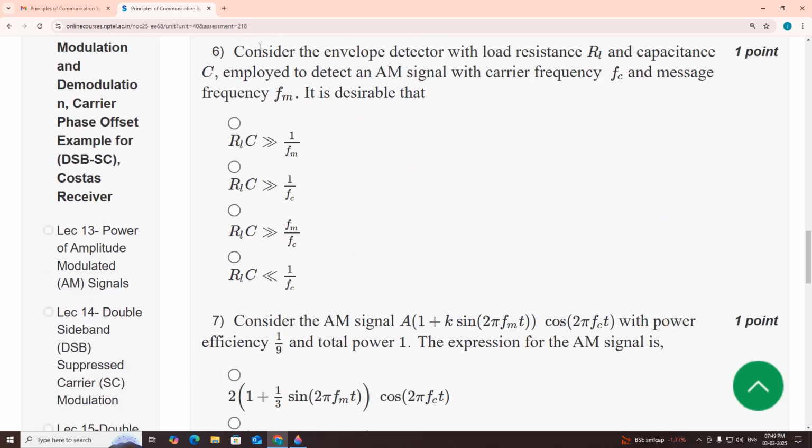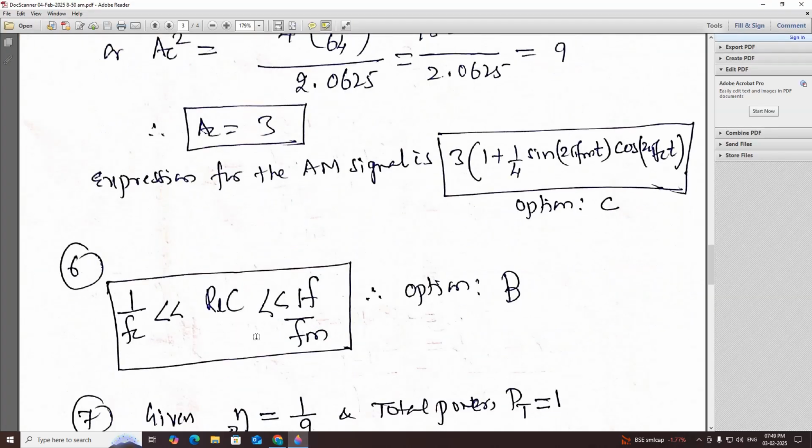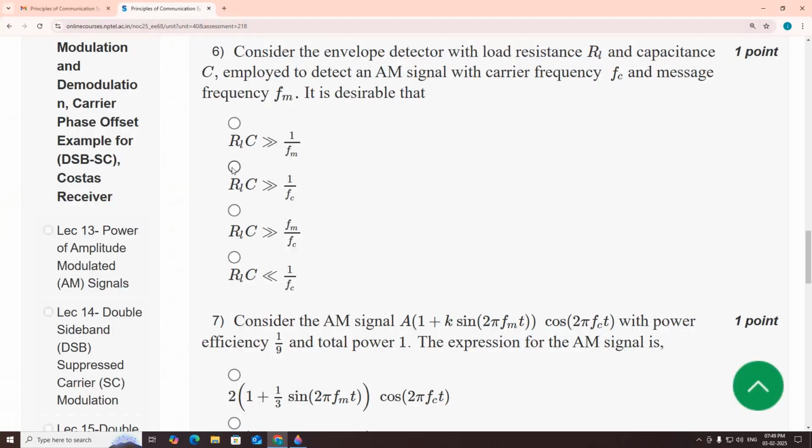Coming to the sixth one: consider the envelope detector with the load resistance RL and the capacitance C employed to detect an AM signal with the carrier frequency FC and message frequency FM. It is desirable that RLC must be much greater than 1 by FC. It is option B. So therefore option B, RLC must be much greater than 1 by FC.